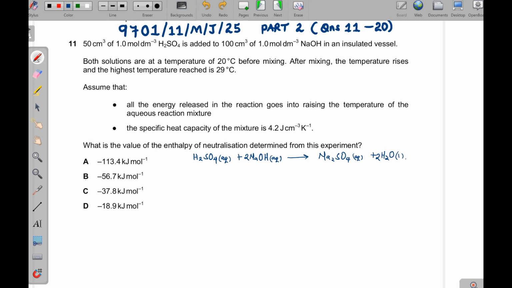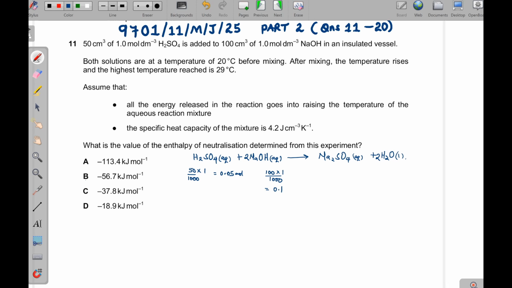Now let us look at the moles of the reaction, to see which one is the limiting reagent. For sulfuric acid, the moles will be 50 out of 1,000, times 1, which gives us 0.05 moles. For sodium hydroxide, we have 100 times 1 out of 1,000, which is 0.1.